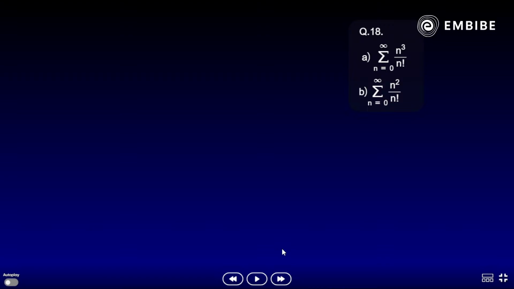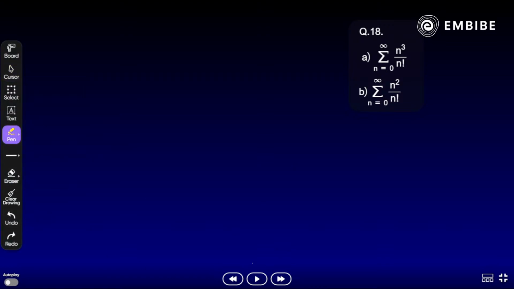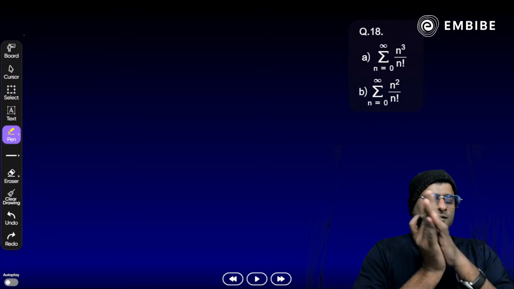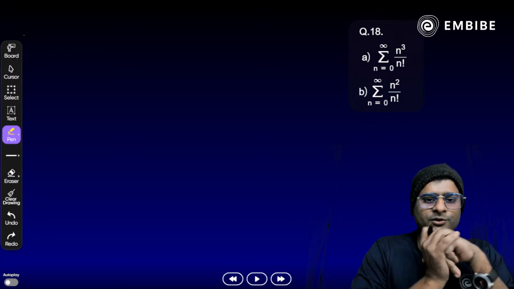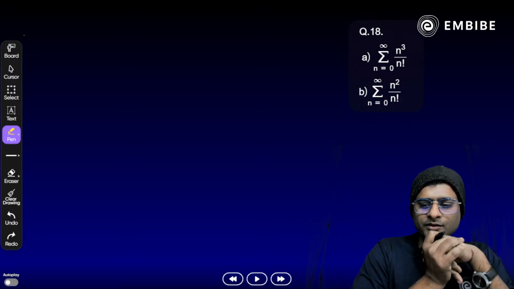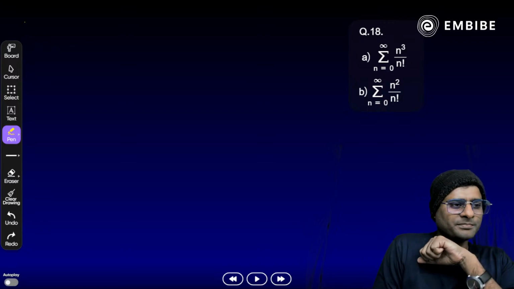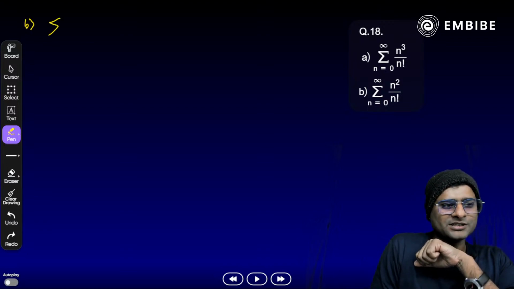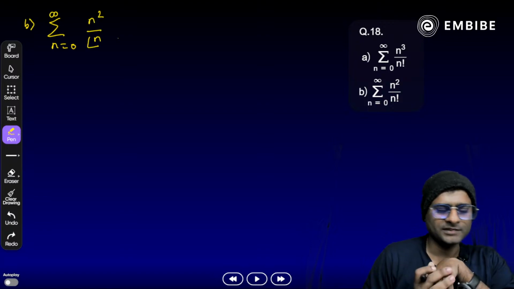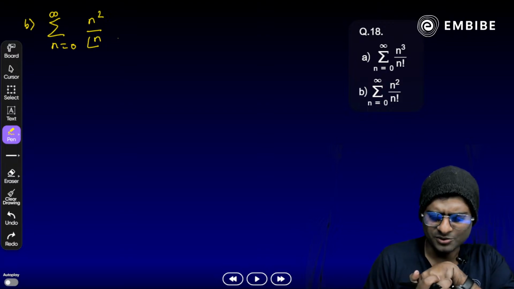Here we can do either the first or the second. So I have to just do the first part here. Take a look here, all of you. The first part is the summation 0 to infinity of n cube by factorial n, and the second one is the summation n equal to 0 to infinity of n square by factorial n. So I will do the B part, the summation n equal to 0 to infinity of n square by factorial n. Don't confuse, this is also the factorial sign. You all know that.